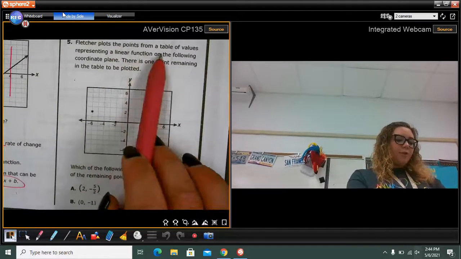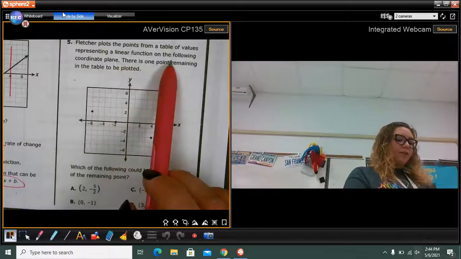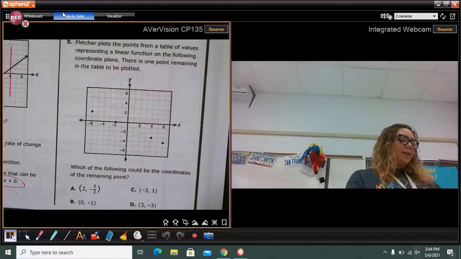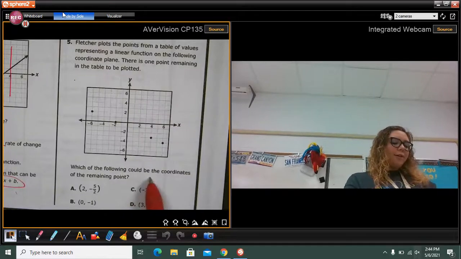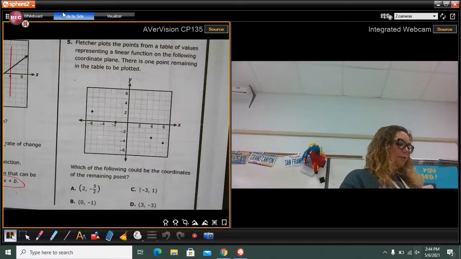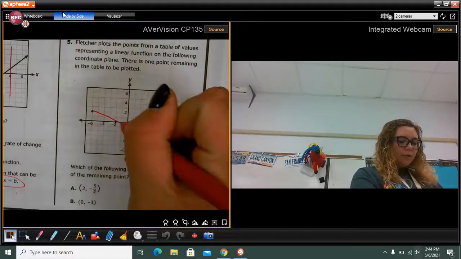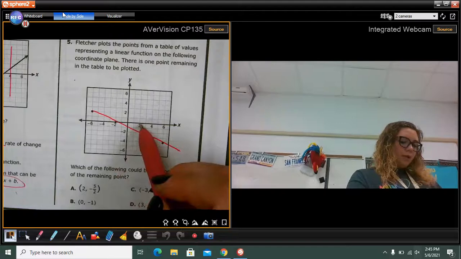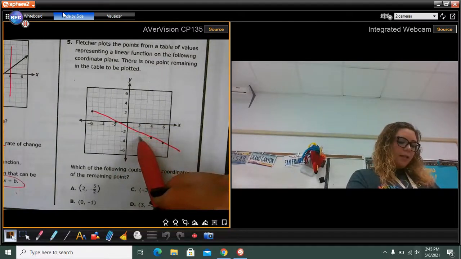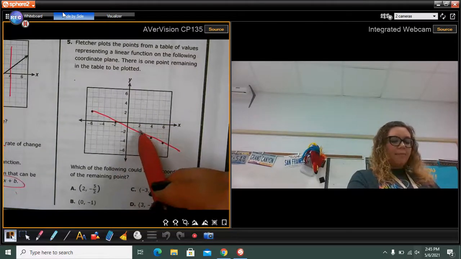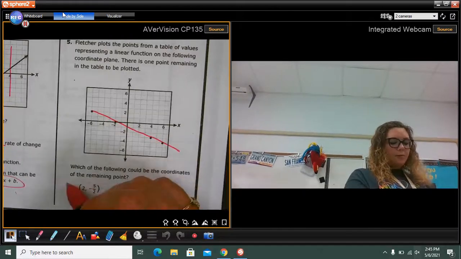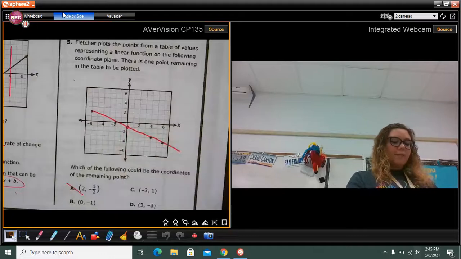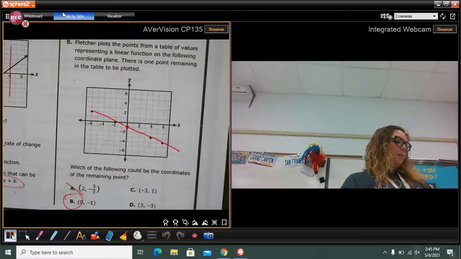Fletcher plots the points from a table of values representing a linear function on the following coordinate plane. There is one point remaining in the table to be plotted. Which of the following could be the coordinates of the remaining point? So we know linear is a straight line. So let's see. 2, -5/2. So it would be right in here. Is that on that line? Nope. How about 0, -1? Does it go through that? Yes. So my answer is B.